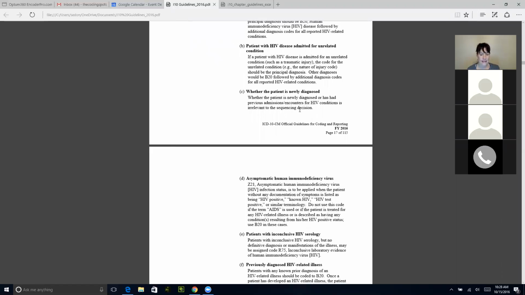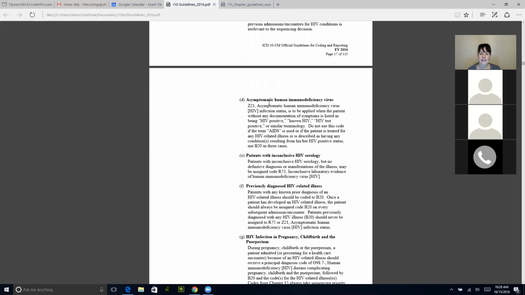Our next HIV guideline: whether the patient is newly diagnosed or has had previous admissions or encounters for HIV conditions is irrelevant to the sequencing decision. So it doesn't matter if the patient's newly diagnosed or not. It doesn't change the rules we just covered. Asymptomatic human immunodeficiency virus. Asymptomatic means we don't have any symptoms. So asymptomatic is Z21. And this is important to remember. So Z21, asymptomatic human immunodeficiency virus.